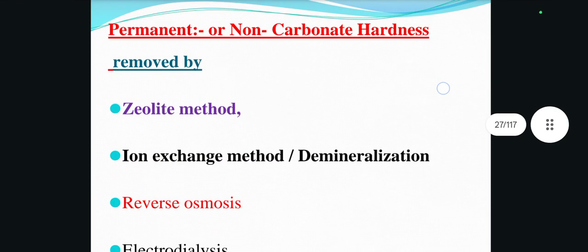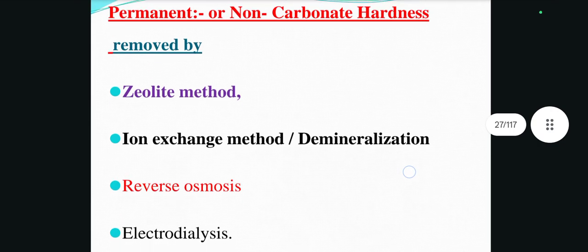Then how to remove permanent hardness? Permanent hardness we can remove by using some methods. In that, the first one is the zeolite method. In detail we will see later on, right? Then the ion exchange method, that is called demineralization, where both kinds of ions get removed. The third one is reverse osmosis, that is RO. And the fourth one is electrodialysis. So by using these four methods we can remove hardness. Which kind of hardness? Permanent hardness of a water sample.